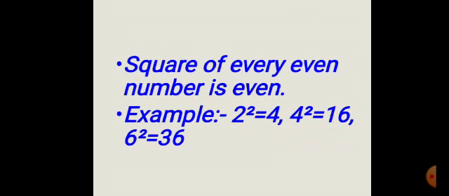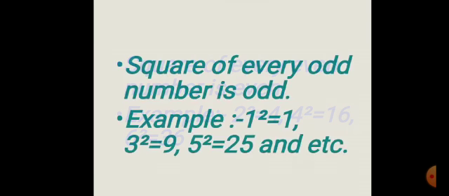Square of even numbers is even, like 2 square is equal to 4, 4 square is equal to 16, 6 square is equal to 36. Square of every odd number is odd. 1, 3 and 5 are odd numbers. You can see when I am multiplying, 1 multiplied by 1 is equal to 1, 3 multiplied by 3 is equal to 9, and 5 multiplied by 5 is equal to 25. Through these three examples, we can see the square of every odd number is odd.